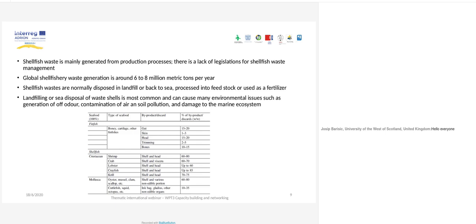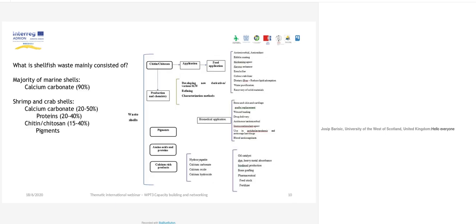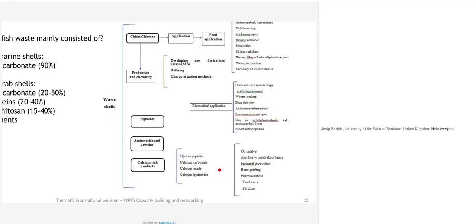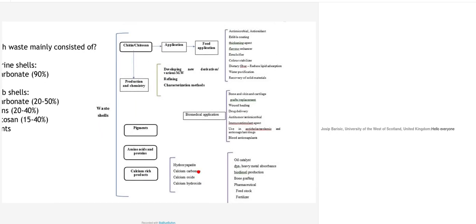Shellfish wastes are disposed in landfills or thrown back to the sea, processed into feedstock, or used as a fertilizer. Of course, landfilling or sea disposal can cause many environmental issues. As you can see, shellfish waste consists of many extremely valuable compounds, which can be used as antimicrobials, antioxidants, thickening agents, flavor enhancers, emulsifiers, for wound healing, anti-tumor drugs, anticoagulants, heavy metal absorbents, and many, many other purposes.